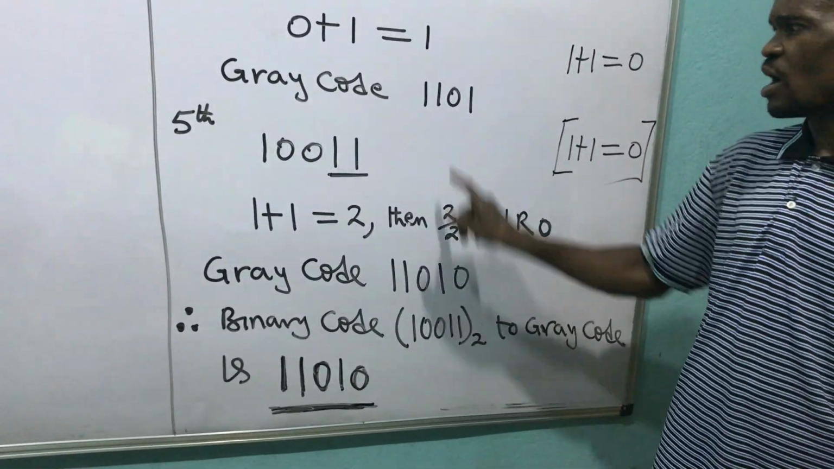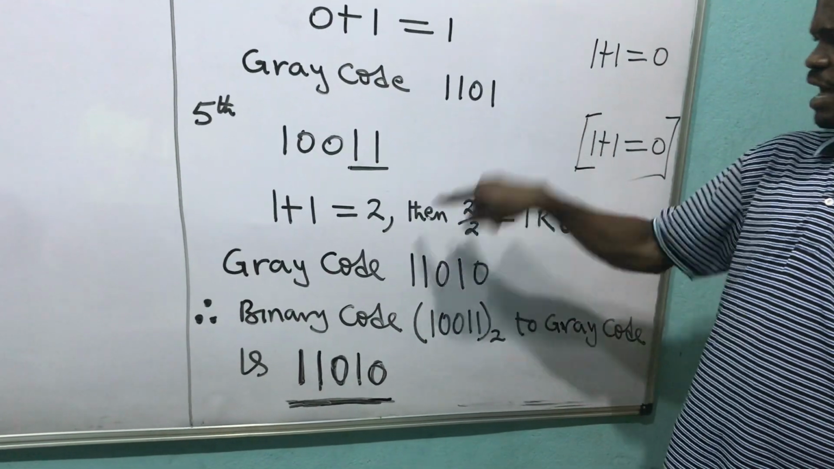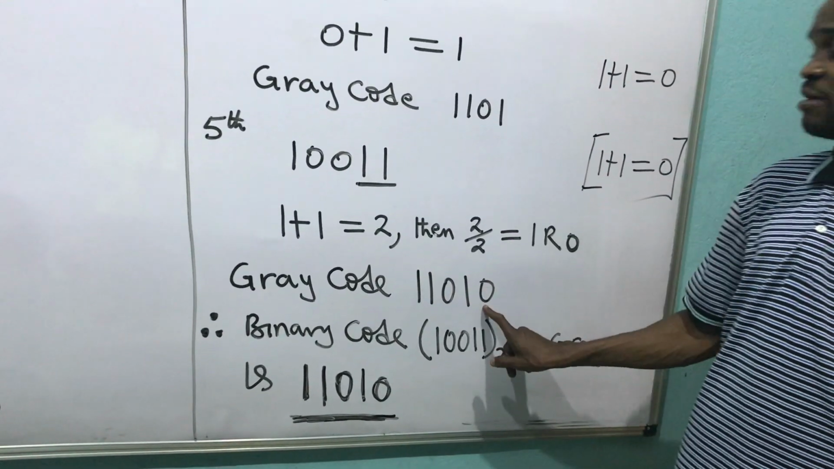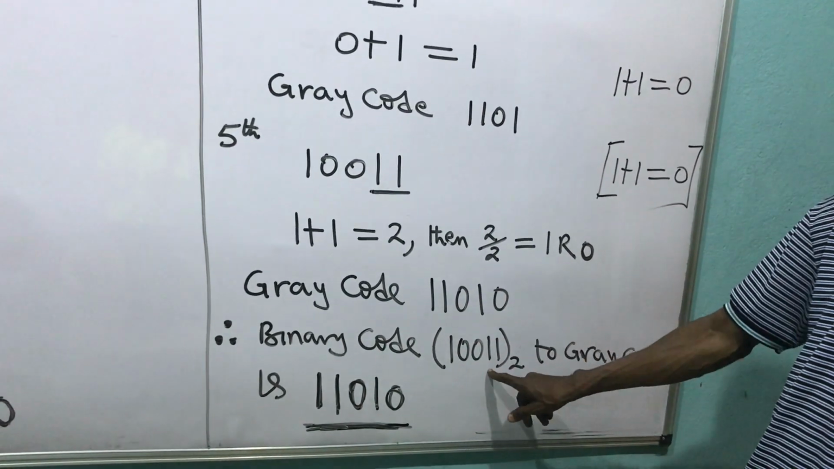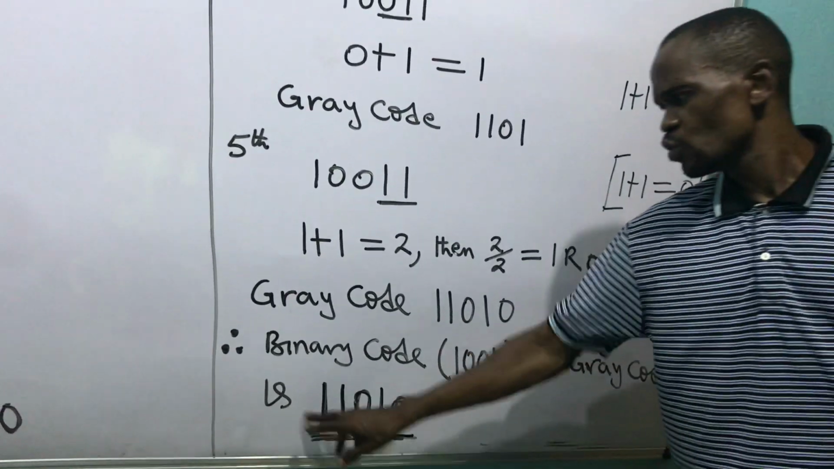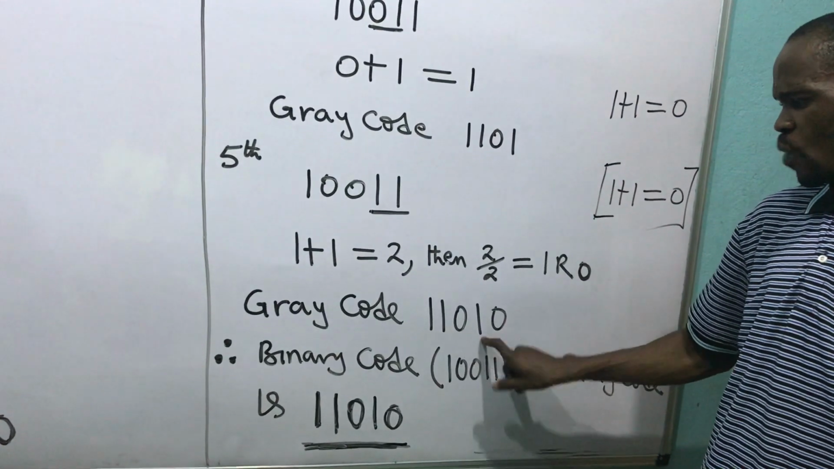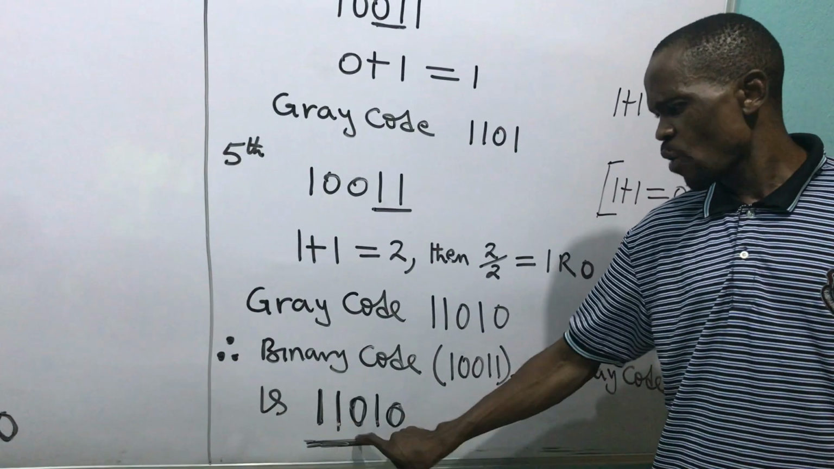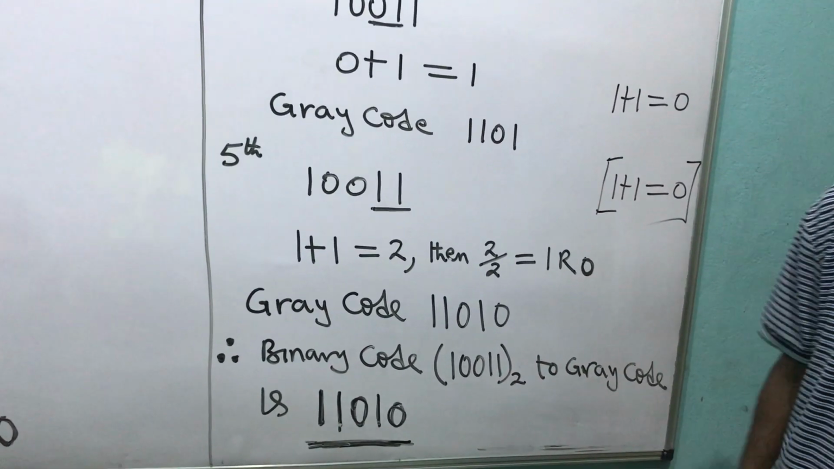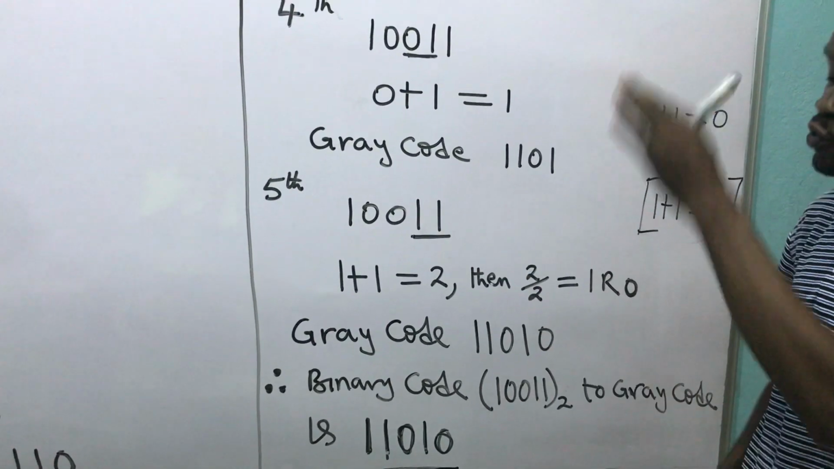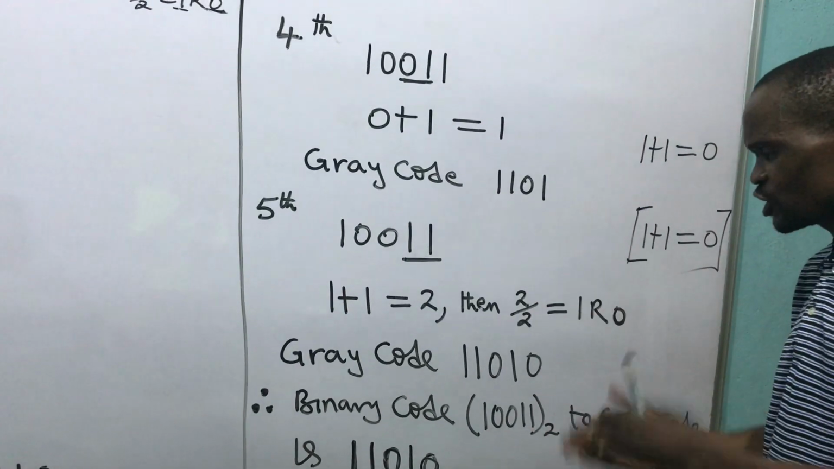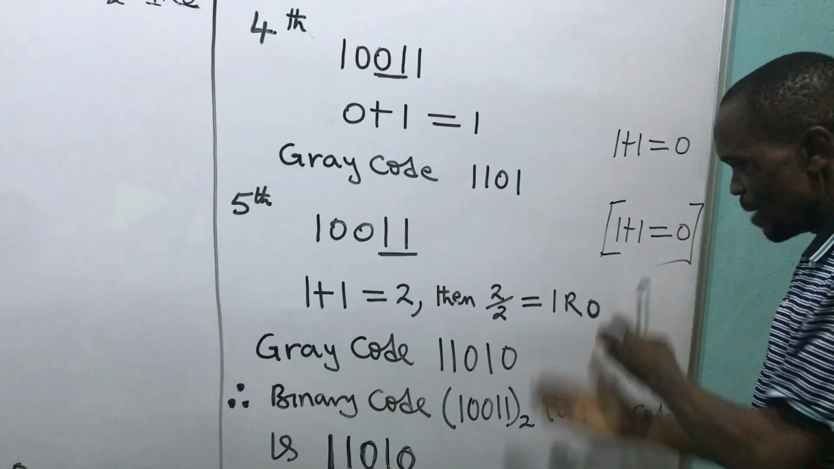11010. Are you going to say that? 1101 and that 0 we are talking about. Now give me this. And I said therefore the binary code of this to gray code is what? 11010. Look at it. 11010. That's the gray code. As well, you can convert this gray code back to binary. You will see when we do the question, conversion of gray code back to what?